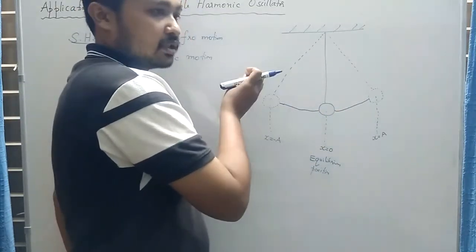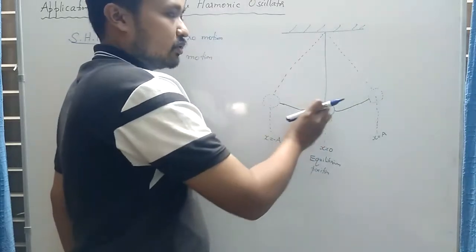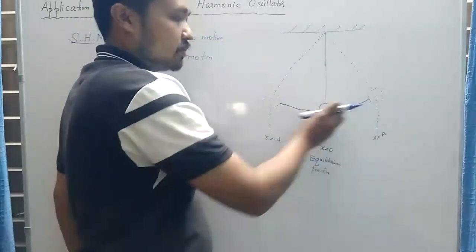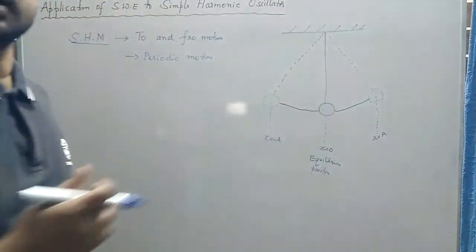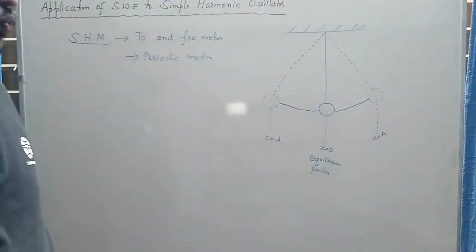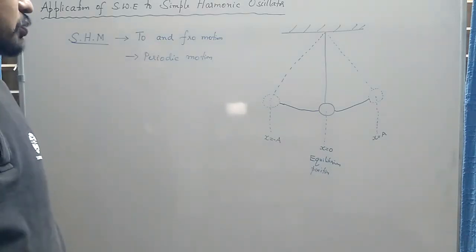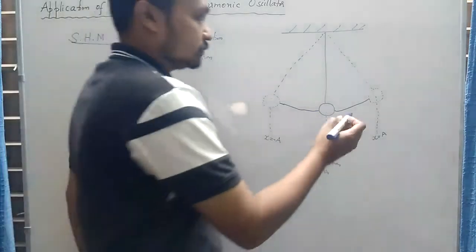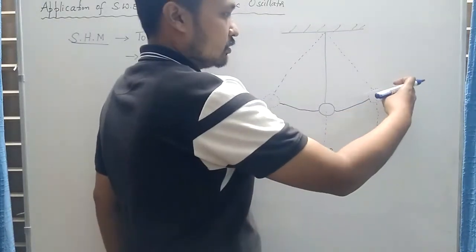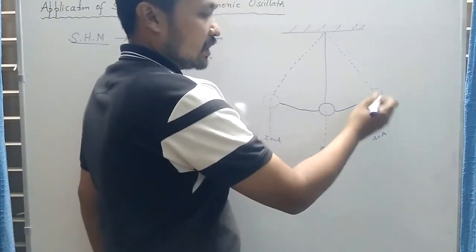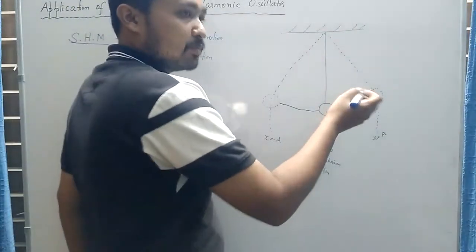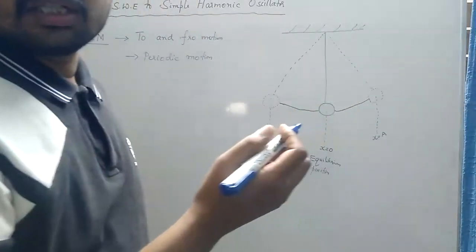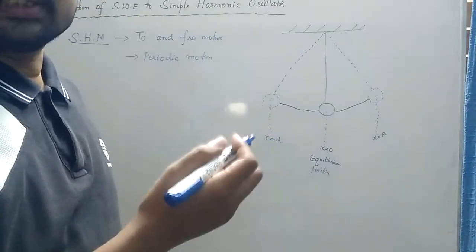and it again continues this motion from equilibrium to right, right to equilibrium to left, left to equilibrium to right, and this motion continues again and again, and that is why this is called to and fro motion. And this is periodic motion. Why? Because if I leave the particle from here and start a stopwatch, I am measuring the time taken for the particle to complete one cycle of motion.